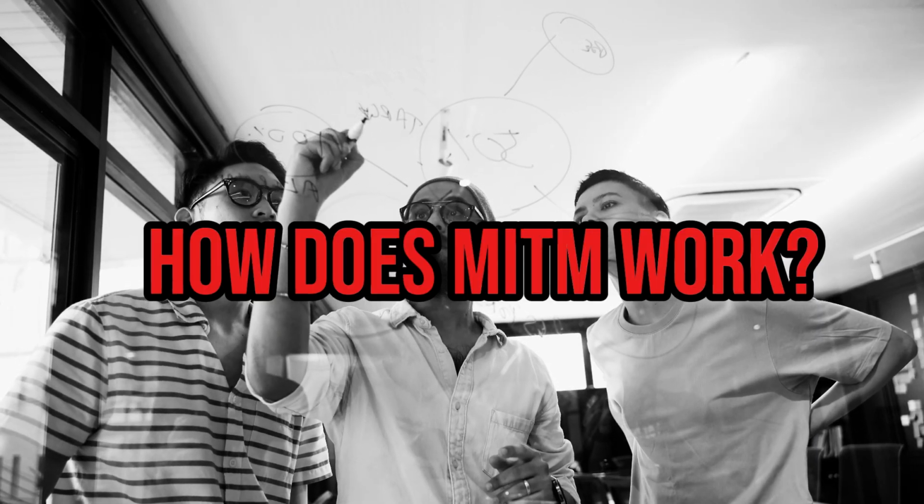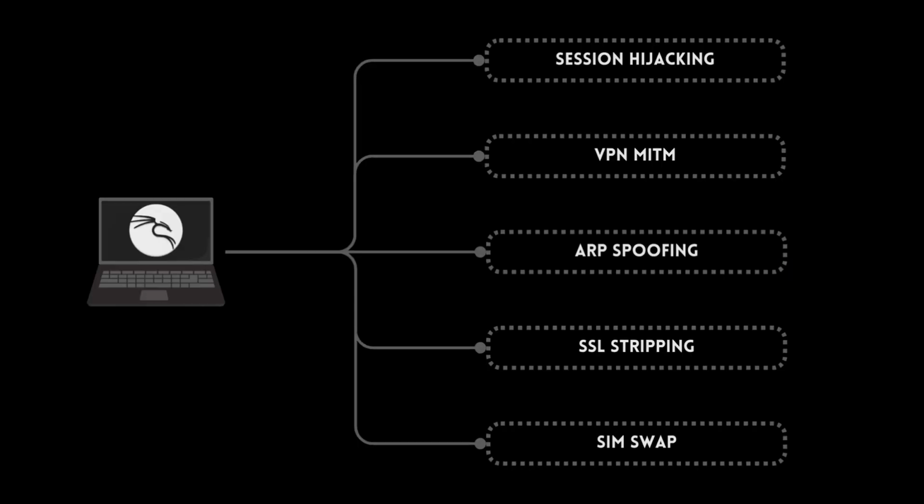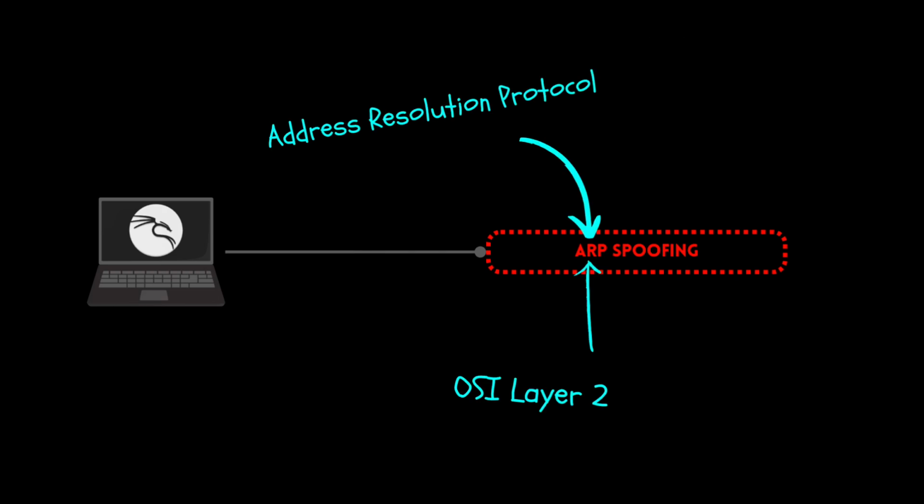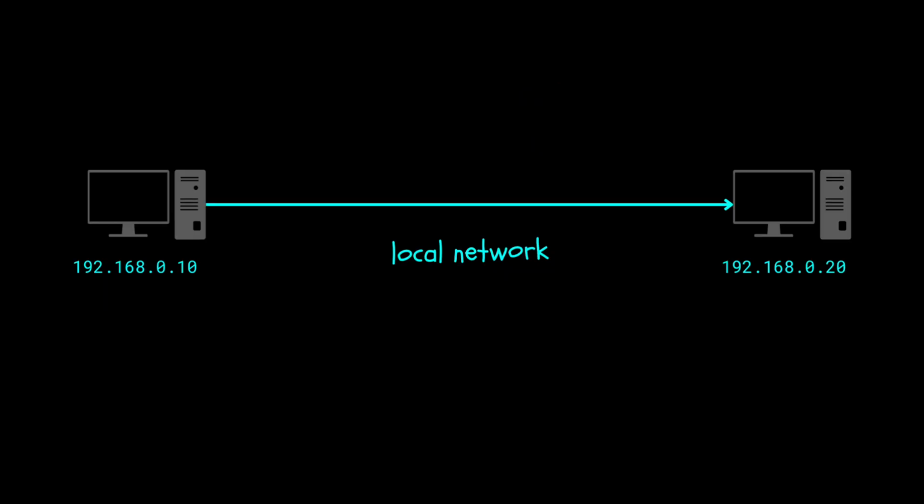Now let's get more technical to see how this attack is carried out. There are multiple techniques that can be used. In this video, we will focus on the ARP spoofing man-in-the-middle attack, as it is one of the simplest techniques a bad actor can do. As the name implies, this is based on Address Resolution Protocol, which is part of layer 2 of the OSI model. This allows devices on a local network to communicate with each other.